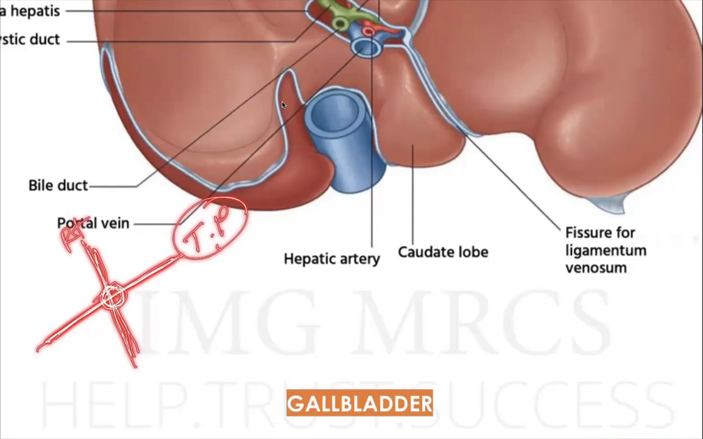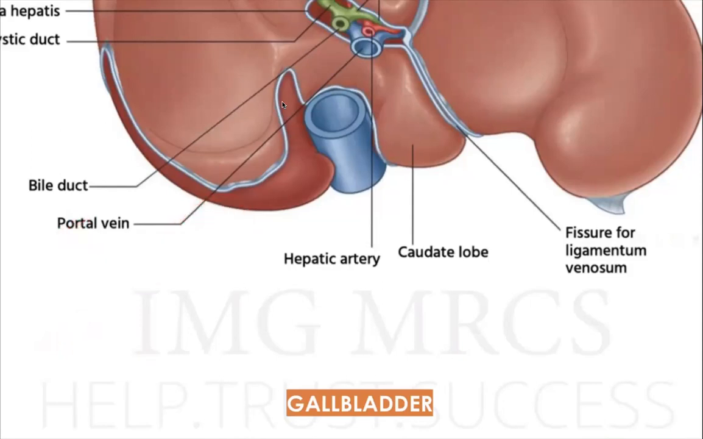Correct? Yes, sir. Okay. Now tell me, why is there shoulder pain in case of cholecystitis? In case of cholecystitis, it irritates the diaphragm. What is the root value of the phrenic nerve? C3, 4, 5.